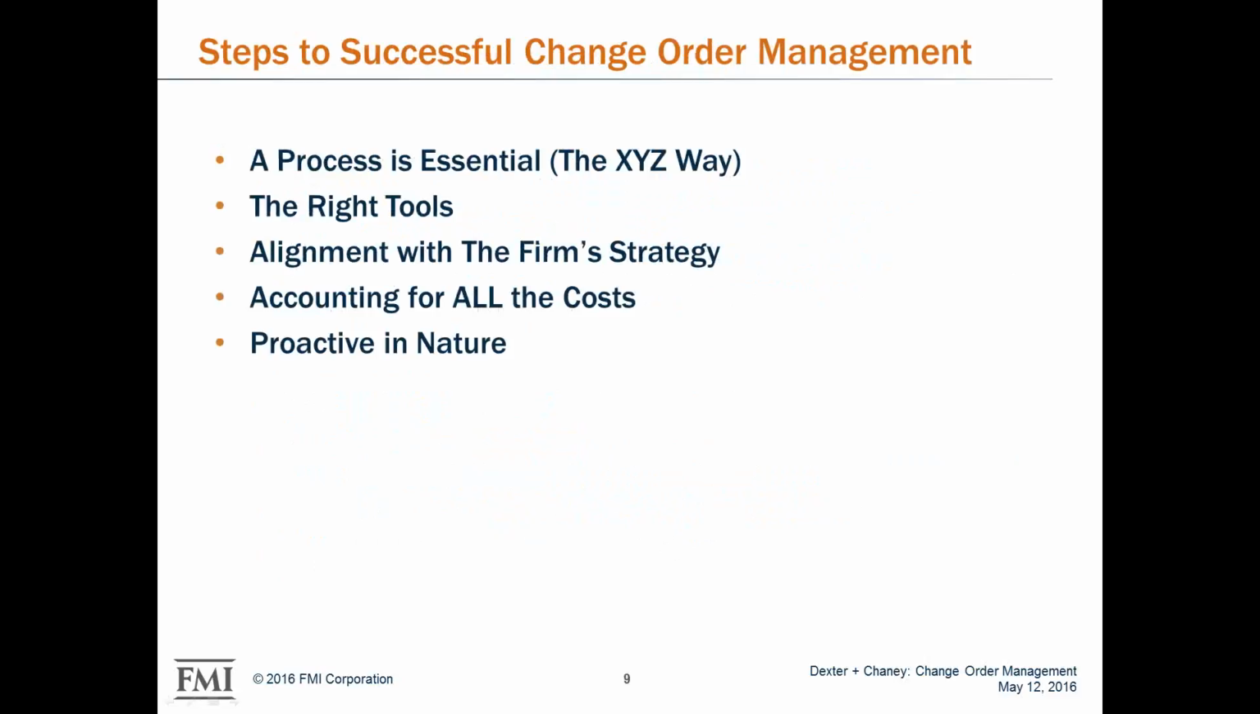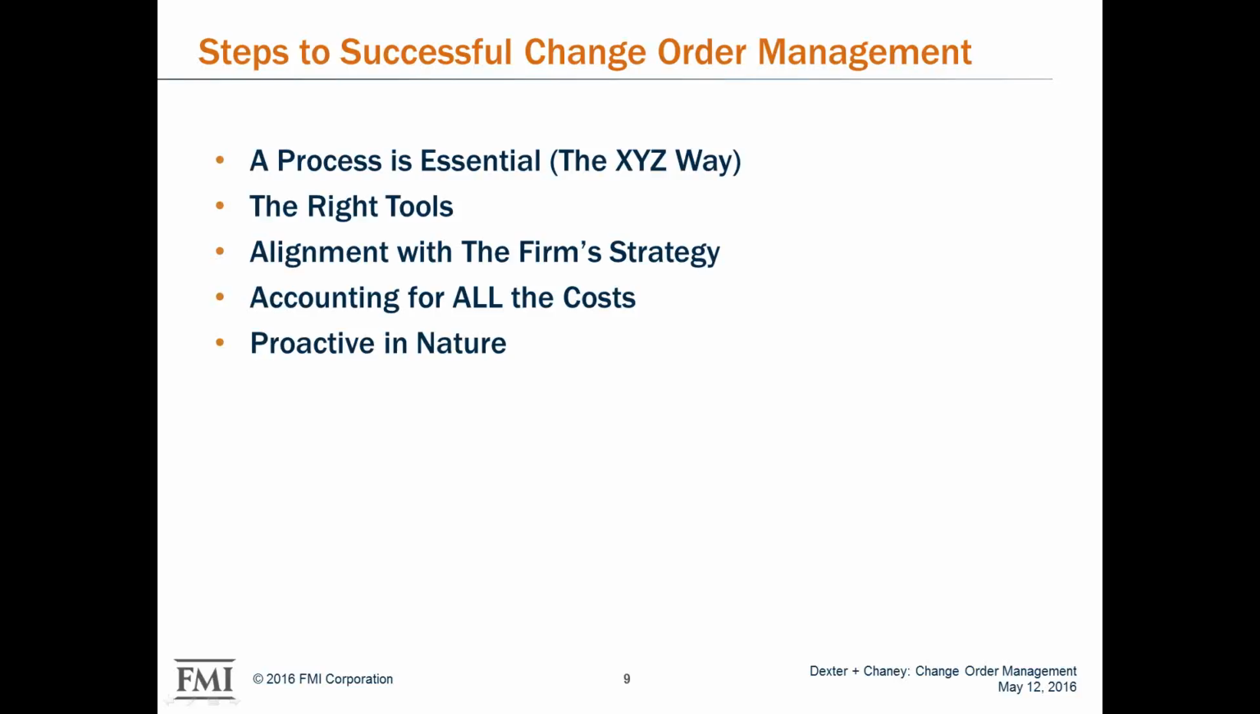Okay, so we've got a handful of steps here to what we call successful change order management. So the number one thing here is to have a process, the XYZ way. Take any of your company names, take out XYZ and put them in there. Whatever it is, it's got to be your way. It's got to be your process. And it really needs to be tailored to what you do and what's going to work for you guys. And what your tools are.